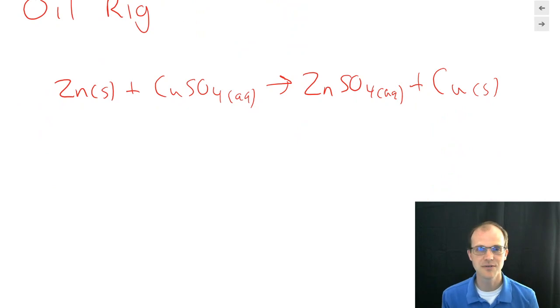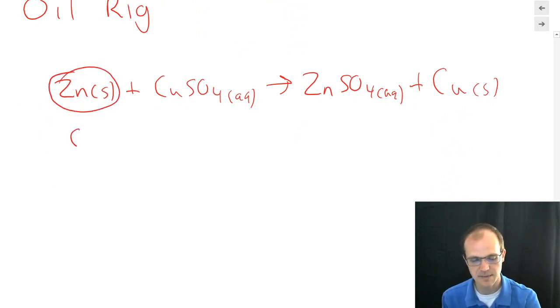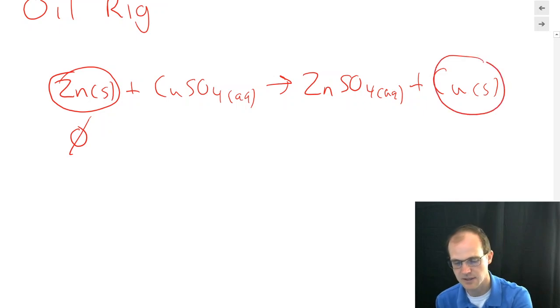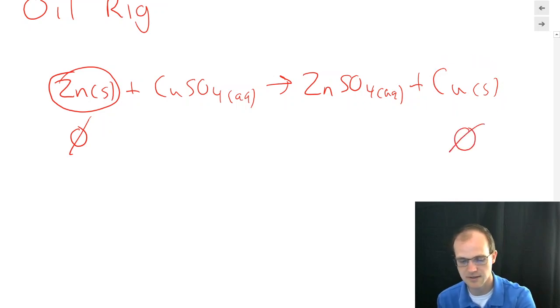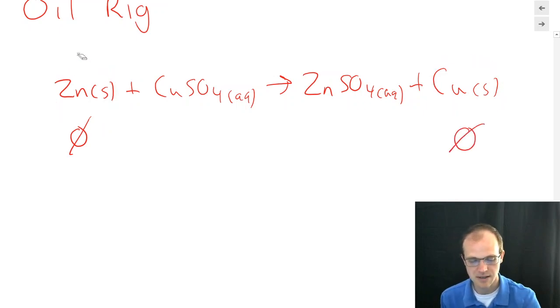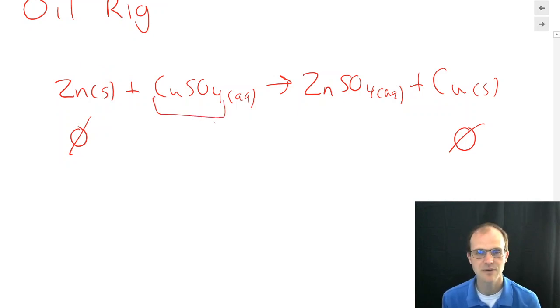How do we know if there's any charges in here? Well, some things are easy. We see zinc all by itself. We know that's a 0. We see copper all by itself. We know that's a 0. So we can start there. But what about right here? How do we figure out whether there's a charge?